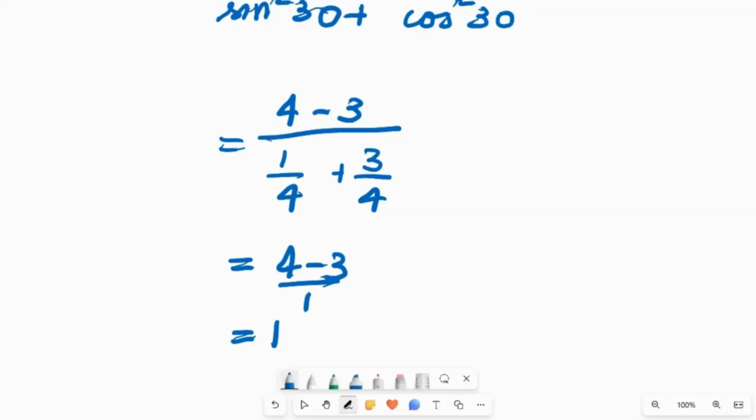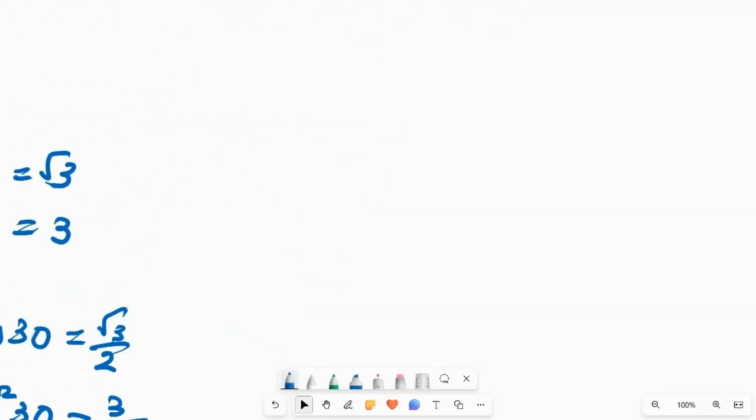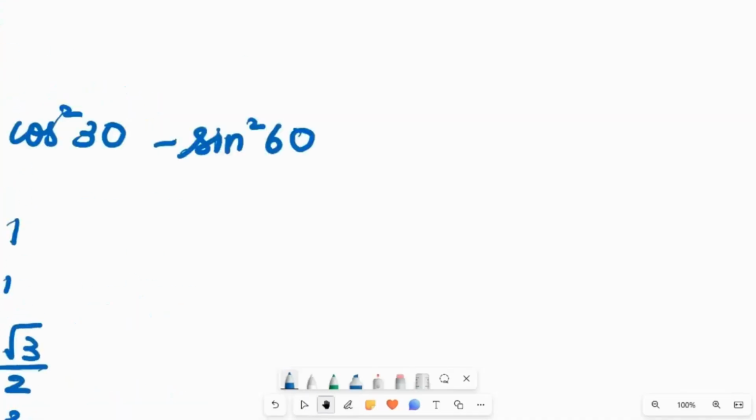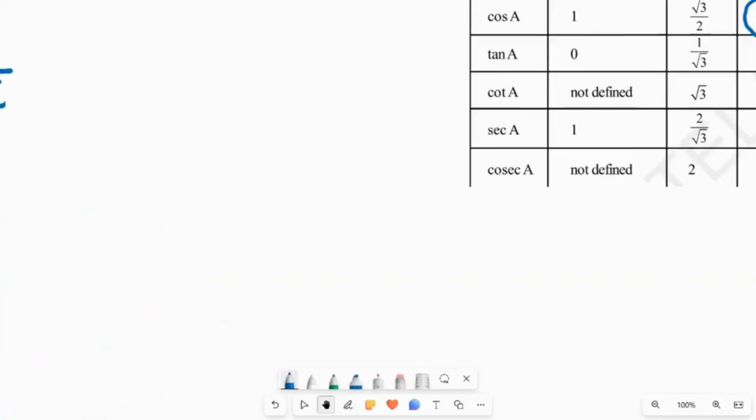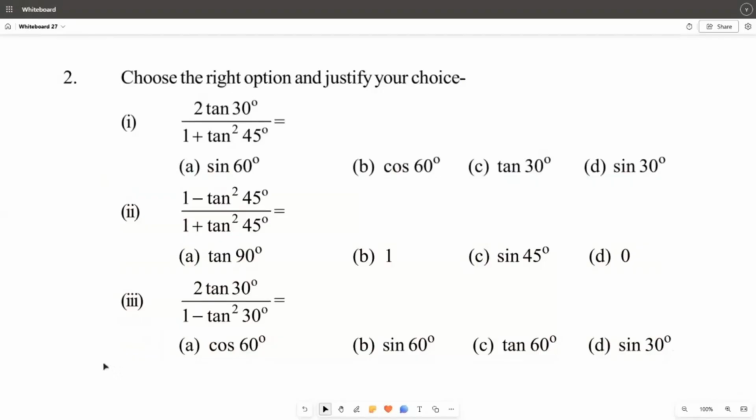Hope you understood the question. We need to remember the standard values of the ratios of sine, cos, tan, cot, secant and cosecant to answer the following questions. Second question of exercise 11.2. So we have to choose the right option and justify our choice.